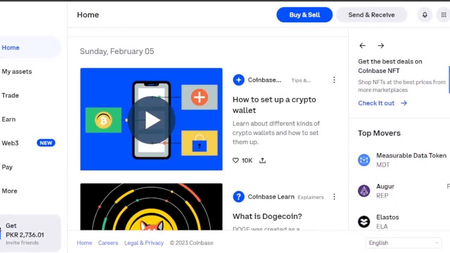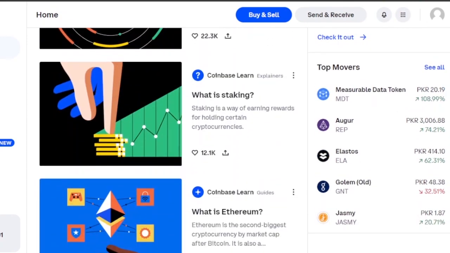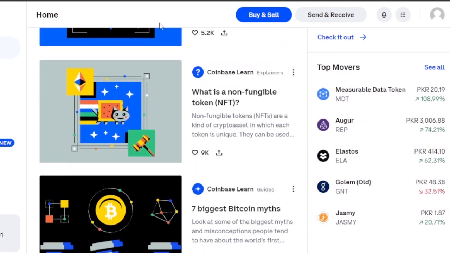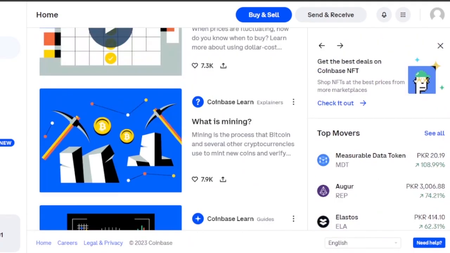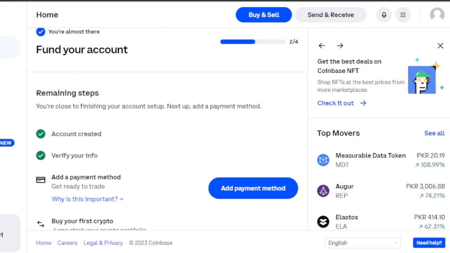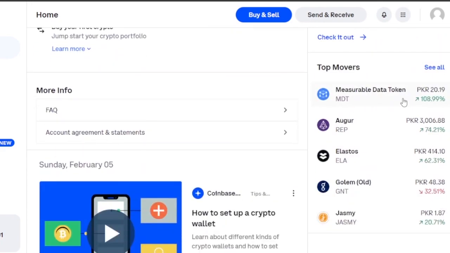Right here, you can see the news around Coinbase, what is happening with different tokens, what the price is, what Ethereum is, when is the best time to invest in crypto, what mining is, etc. So you can learn about the crypto world, all that trading, the mining, the transferring and the swapping, everything you can learn from these pages. There are whole videos and blogs that Coinbase has provided for beginners to get started with trading and investing in cryptocurrency. Right here you can see the best details on Coinbase NFTs, and you can see the top movers: Variable Data Token, Augur, Elastos, Golem, and others, and you can see if their prices have been going up.